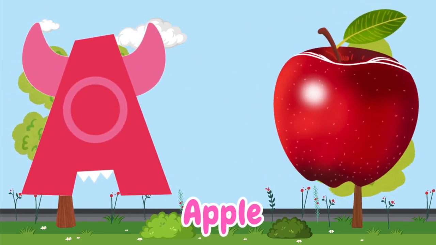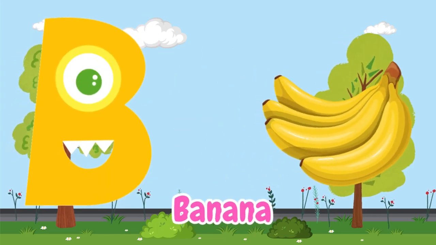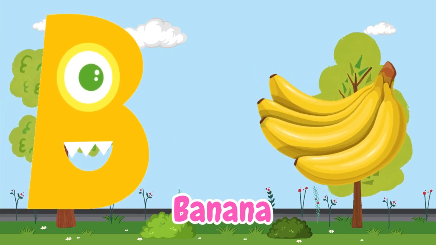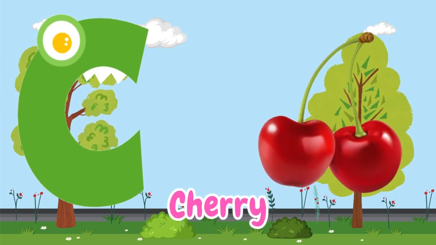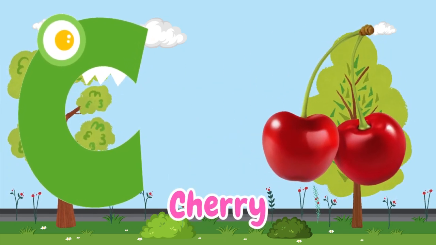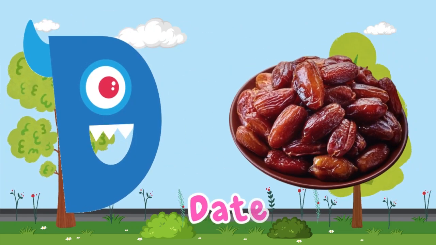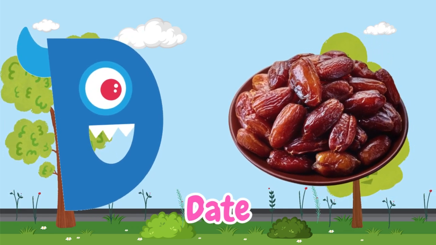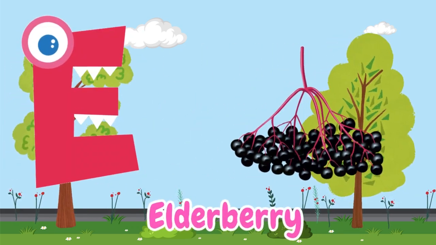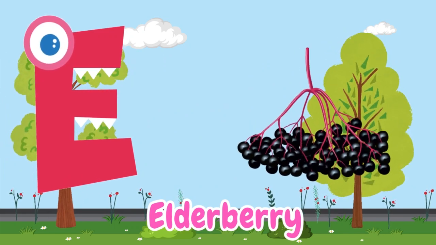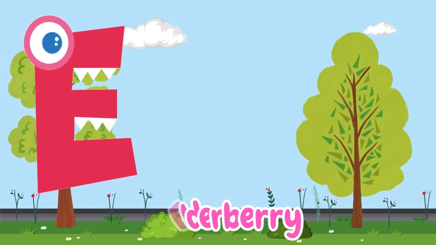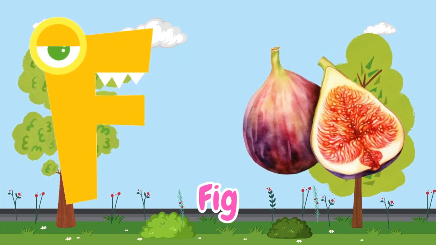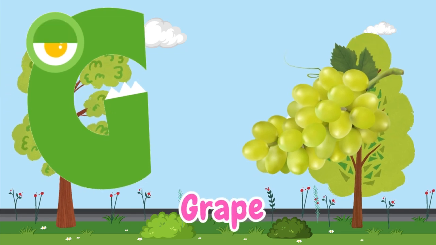A is for apple. B is for banana. C is for cherry. D is for date. E is for elderberry. F is for fig.